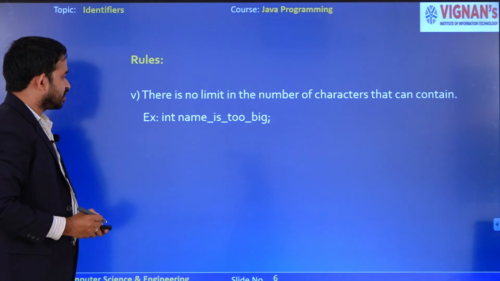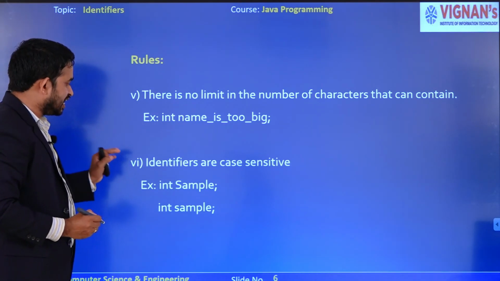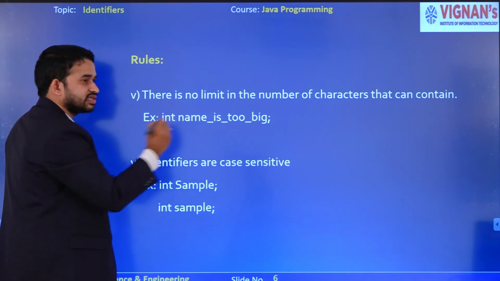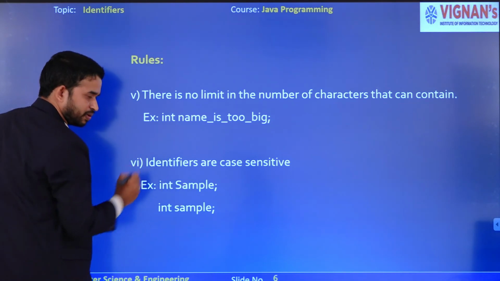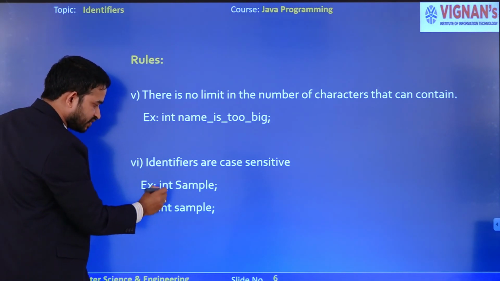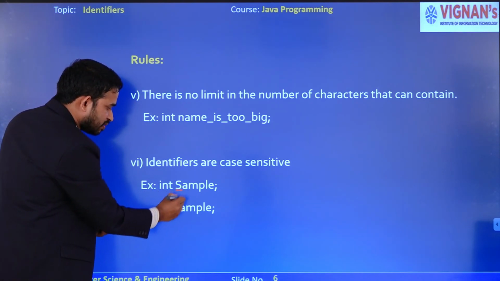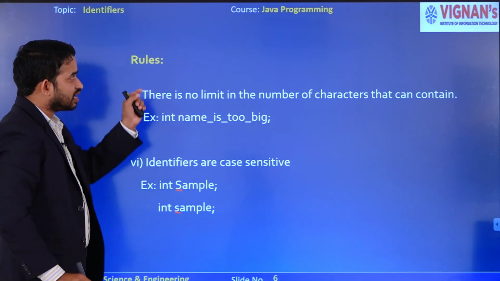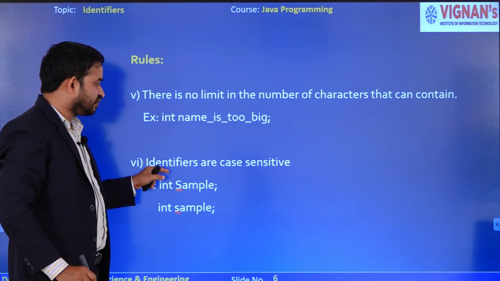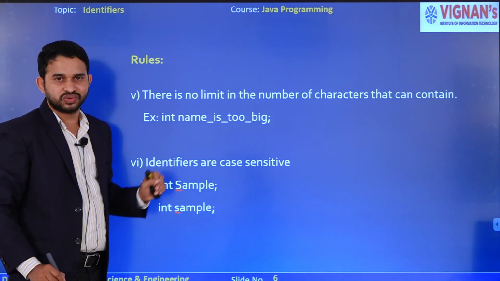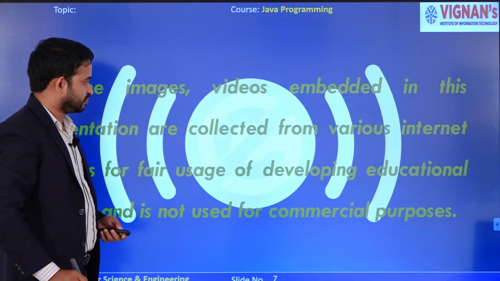Clear, right? The last rule is that identifiers are case sensitive. This means I declared two variables here, int sample and int Sample. These two are not the same. They are different: here S is capital, here S is small. From Java's point of view, these two are not the same. That is the reason identifiers in Java are case sensitive. So, clear, right? This is about identifiers in Java. Okay. Thank you.